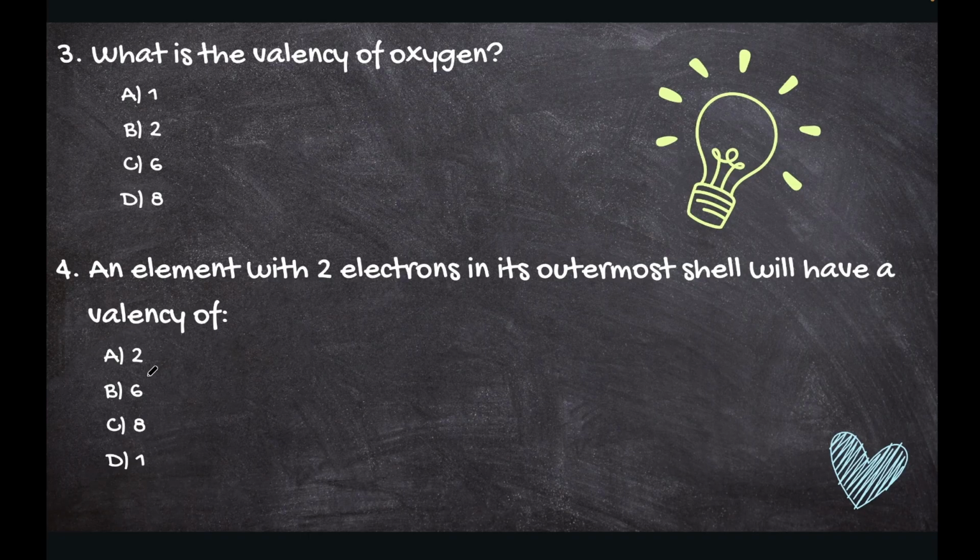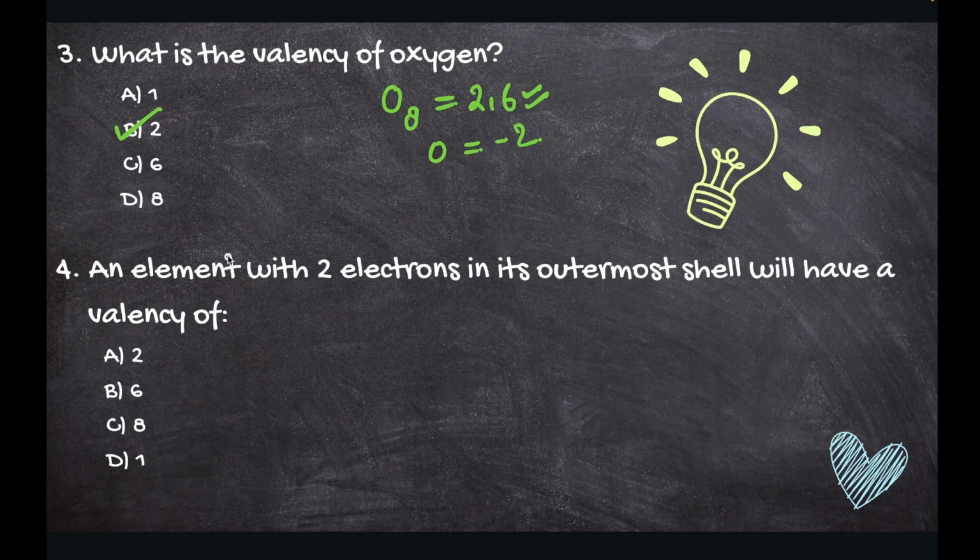Next question is, what is the valency of oxygen? The symbol of oxygen is O and its atomic number is 8. So its electronic configuration will be 2, 6. As you can see, there are 6 electrons in the outermost shell. It tends to gain 2 electrons to get stability. So its valency will be -2. So the answer will be B.